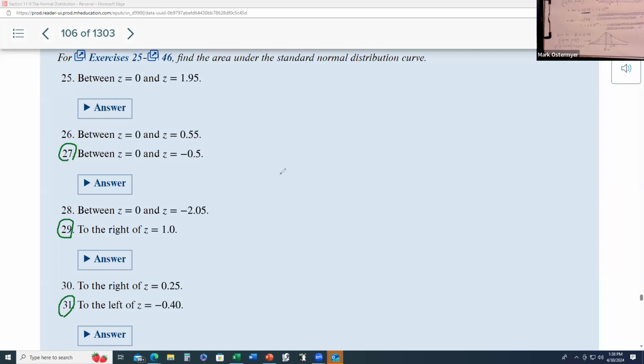I would also recommend drawing a little picture. For instance, this first one here. Let's draw a picture of the standard normal distribution, a bell-shaped curve. They want the area between 0, which is the mean of the standard normal distribution, and negative 0.5. Negative 0.5 is a half standard deviation below the mean, down here. So they want this shaded area here. Go ahead and see if you can compute that area and then do 29 and 31 also.